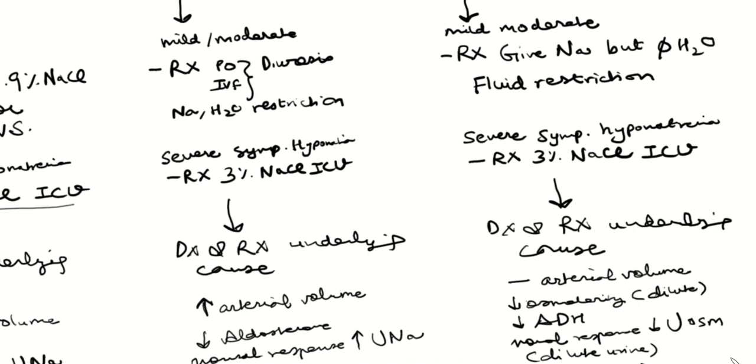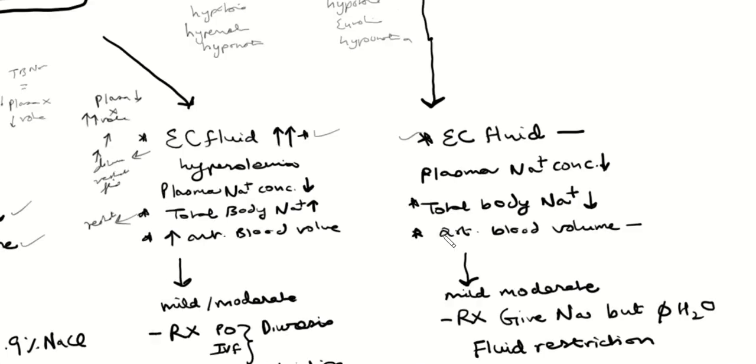Last, this is a little bit of a change. But if they are euvolemic, right, and their plasma sodium concentration is down, what about the total body sodium? That's going to be down, right? Again, total body sodium equals what? Plasma sodium times ECF. ECF is good. Plasma sodium is low. So total body sodium is low.